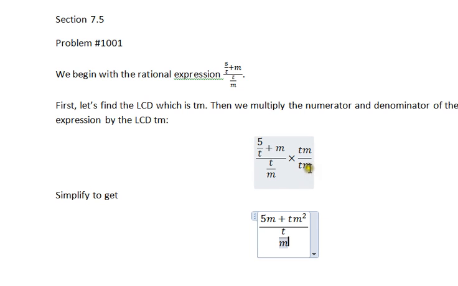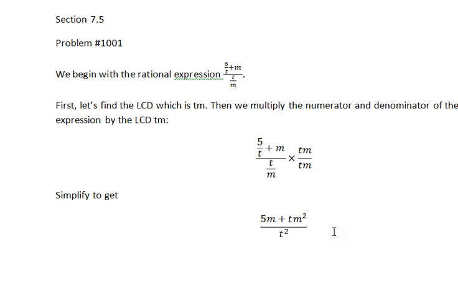Now in the denominator, the m's are going to cancel, and I'll just have t times t, which is t squared. So I'll delete the fraction, and I'll go back to my script tool and put in the base, which is t, and the exponent, which is a 2. Now that's pretty much it. There really isn't anything else that can be simplified on this particular rational expression.